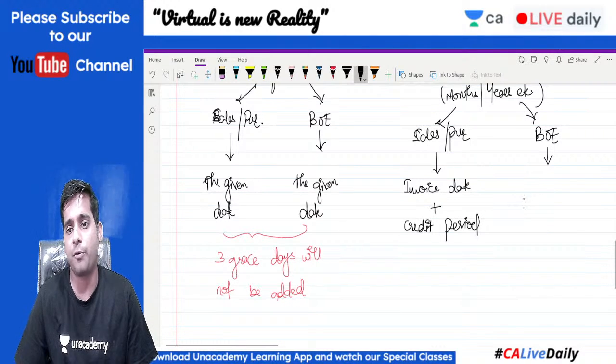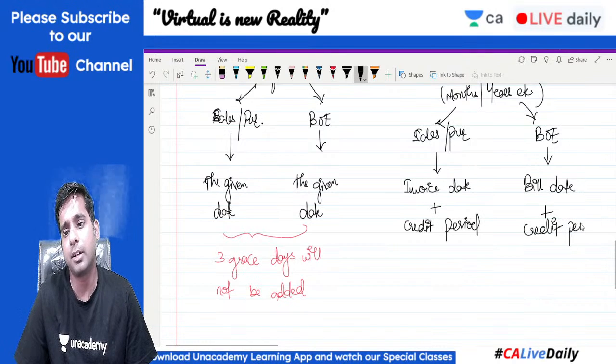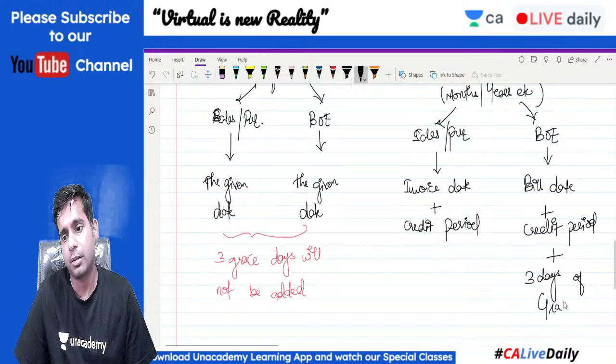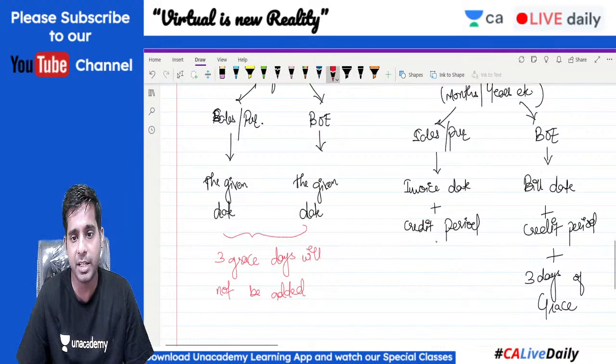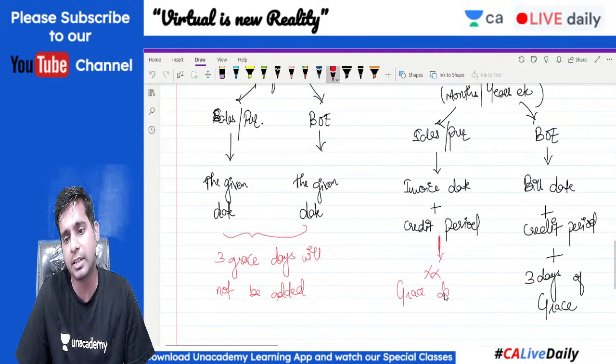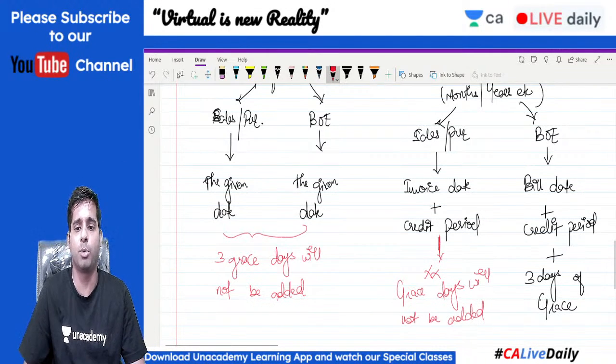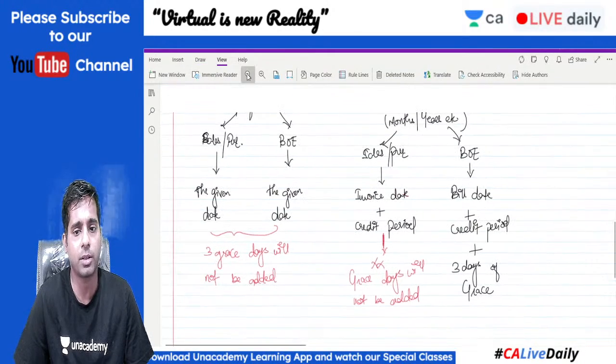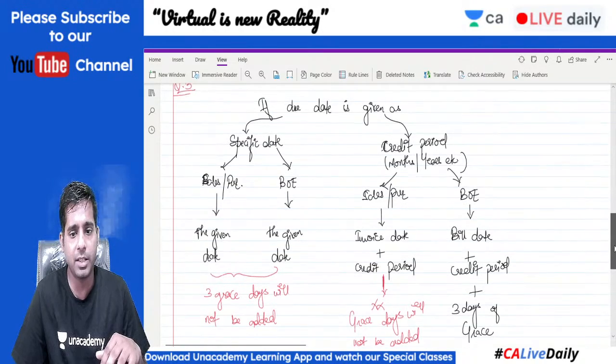But in case of bills of exchange, the due date will be bill date plus credit period plus 3 days of grace. So that is a very important concept. Grace days will not be added when a specific date is given. I want you to make this chart in your book.